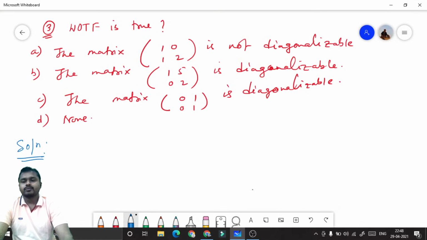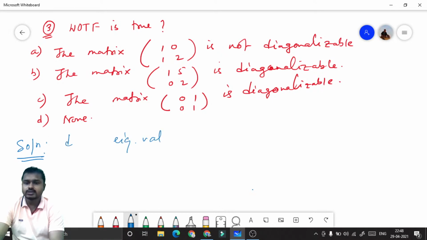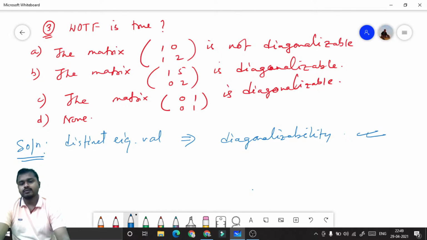Okay, one result you know is that if the eigenvalues are distinct, then you immediately conclude that your matrix is diagonalizable. Distinct eigenvalues immediately conclude diagonalizability. We have discussed this concept in our early videos. Just go to the playlist, check out the videos, and find this concept and related questions.